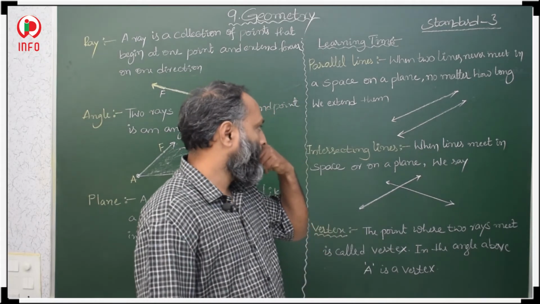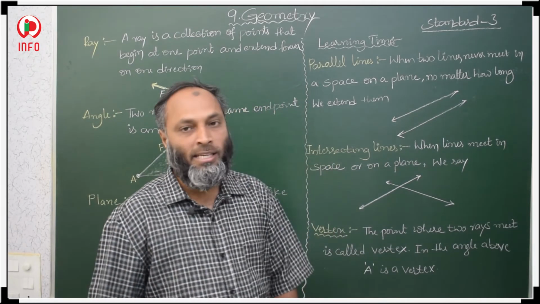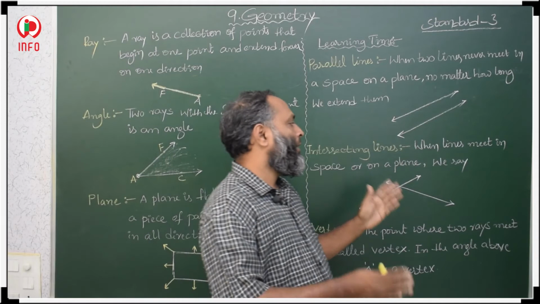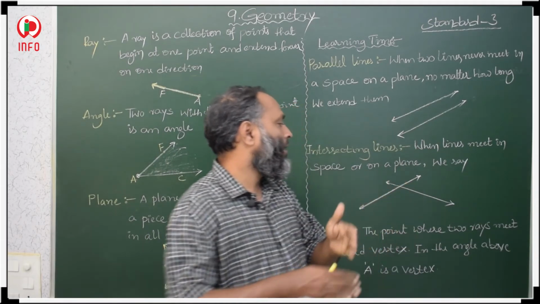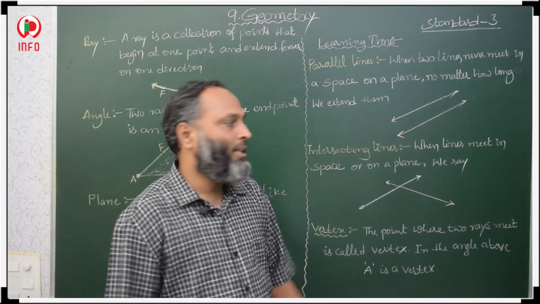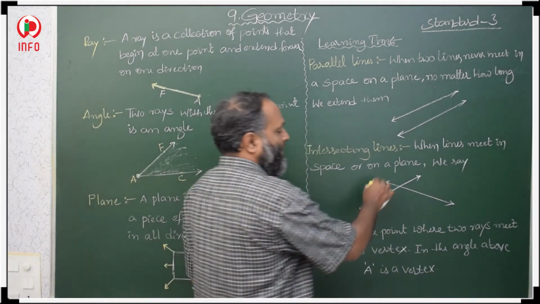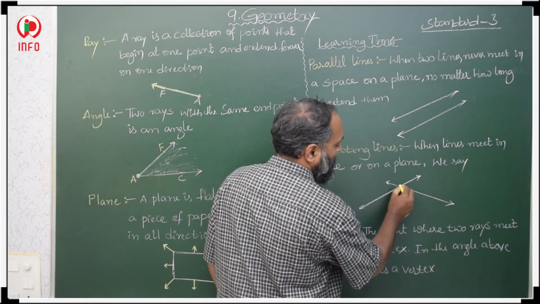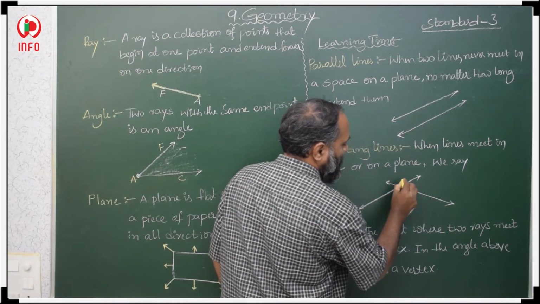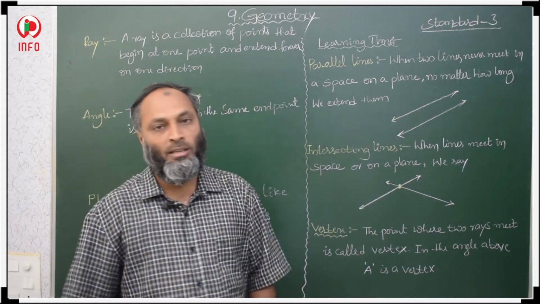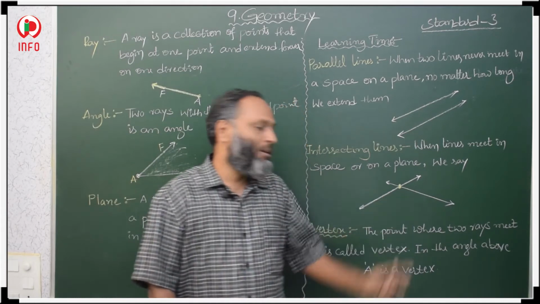Next, intersecting lines. When lines meet in a space or on a plane, then we say they are intersecting lines. Here this is one line, this is another line, and these two intersect at this point. So here we have the intersection point.